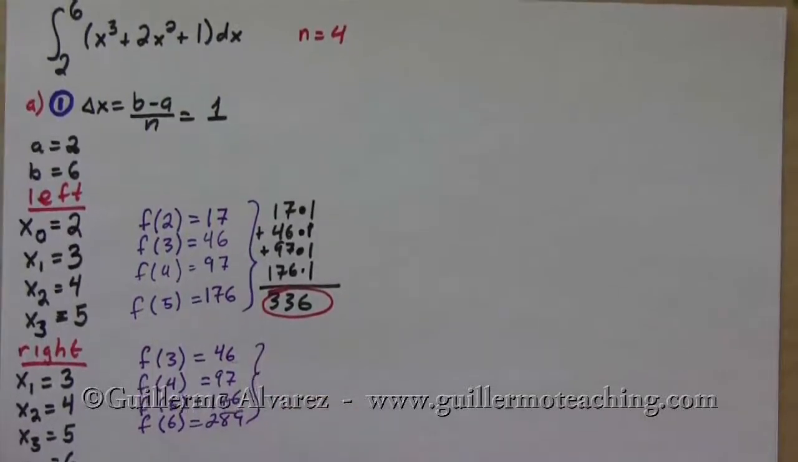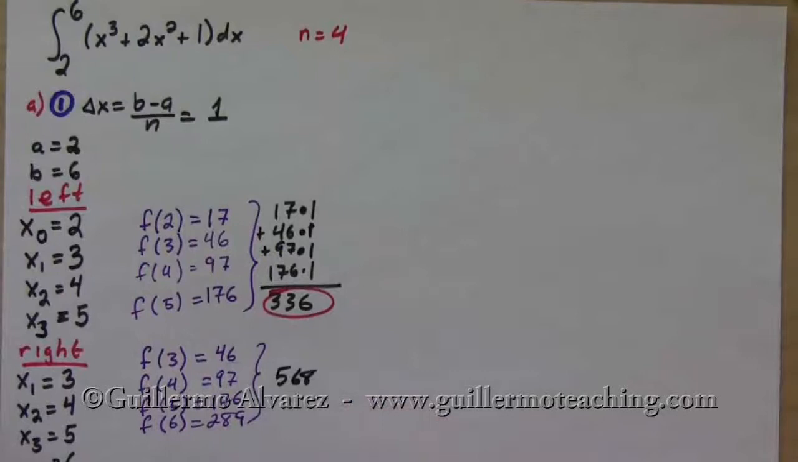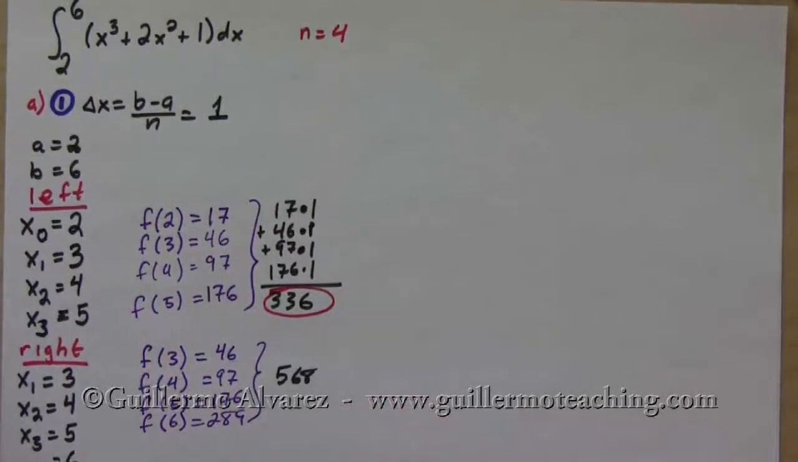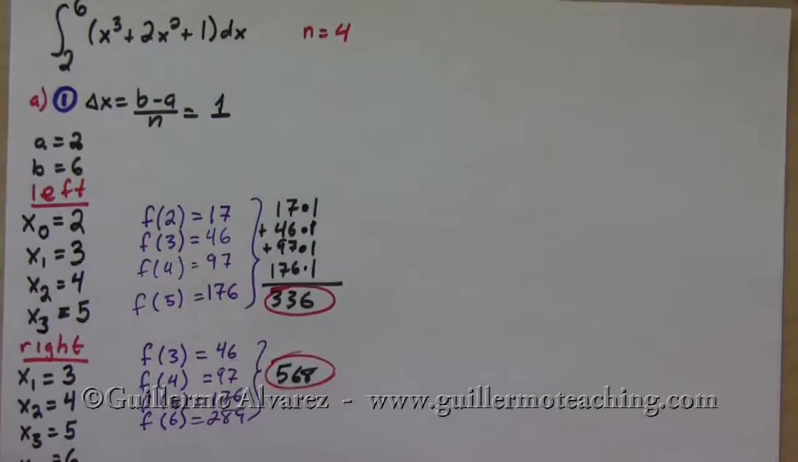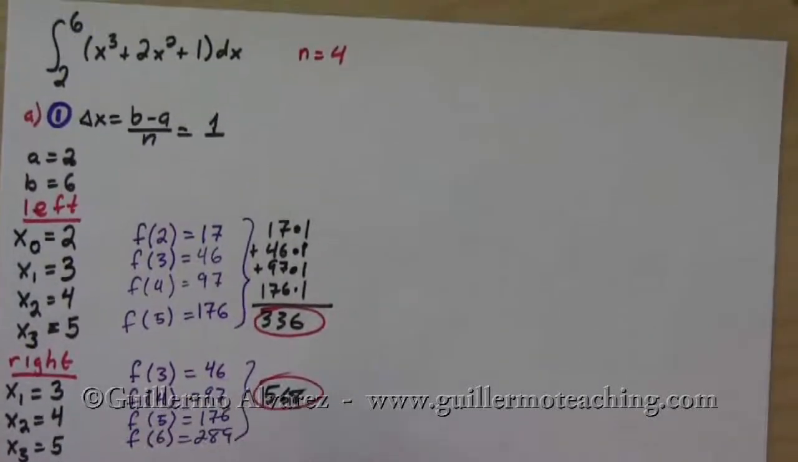And the same exact thing, if I add up all of those, I would get 568. And I'll let you guys do the middle one, but it's essentially the same thing, except that we have fractions, so it's a little bit more annoying to calculate that.